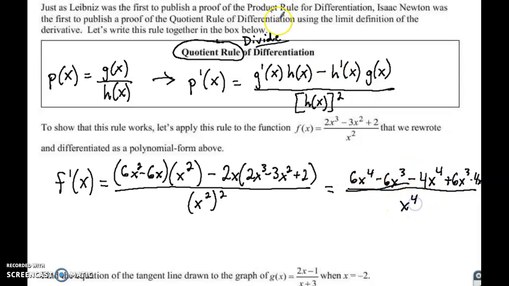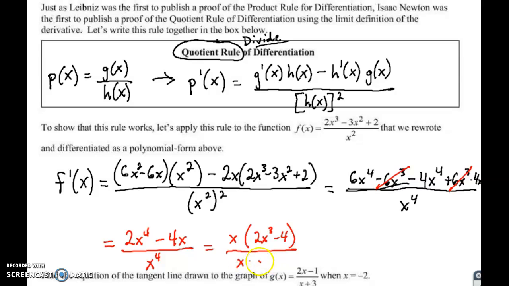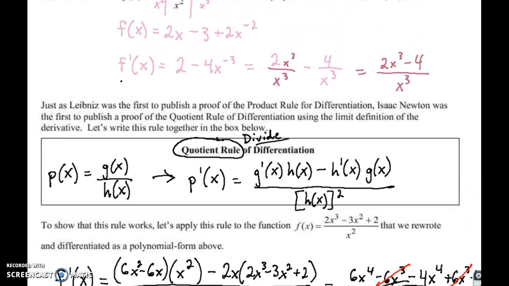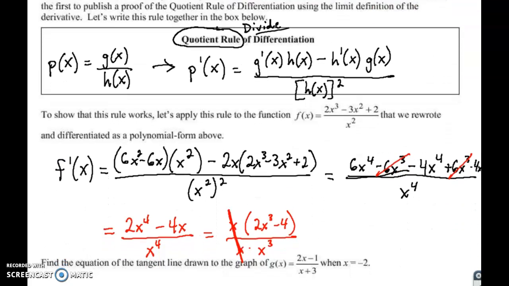all over x to the fourth. Well, if you look in the numerator then, you can see that the 6x cubes will cancel. In the numerator you have 2x to the fourth minus 4x all over x to the fourth. And you might not think about it, but you could factor out an x in there in the numerator, like x times x cubed. I don't know if that helps anybody. And you can see that we are left with exactly the same thing that we had up here. 2x cubed minus 4 over x cubed.